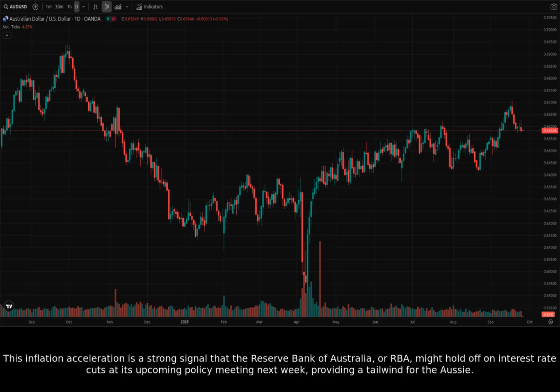This inflation acceleration is a strong signal that the Reserve Bank of Australia, or RBA, might hold off on interest rate cuts at its upcoming policy meeting next week, providing a tailwind for the Aussie.